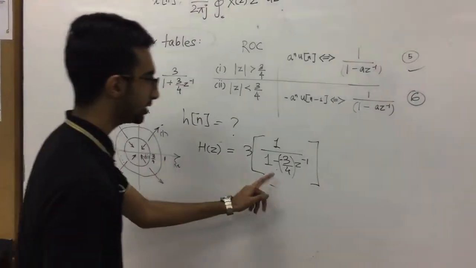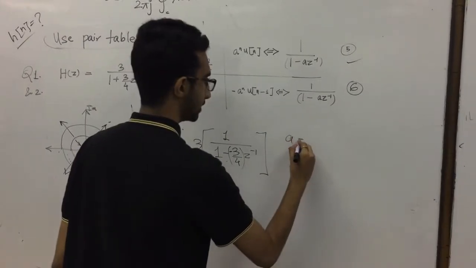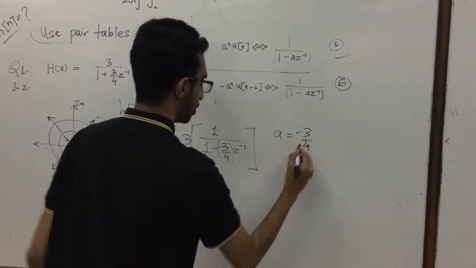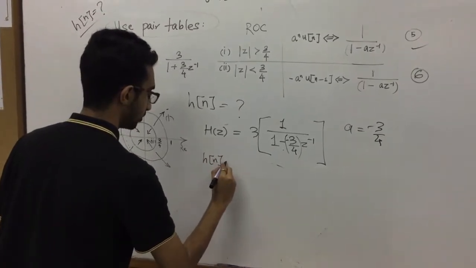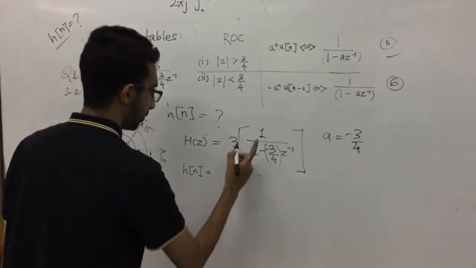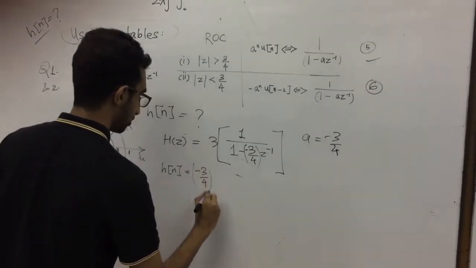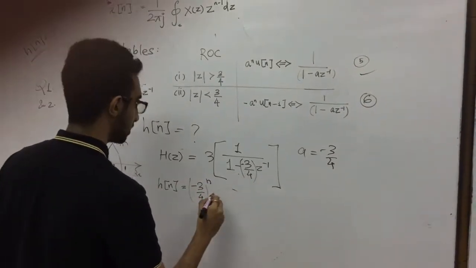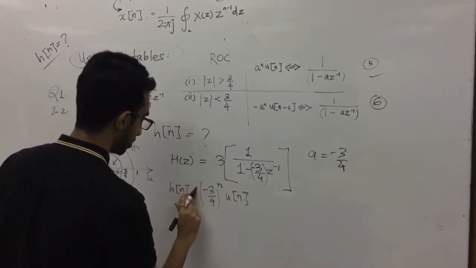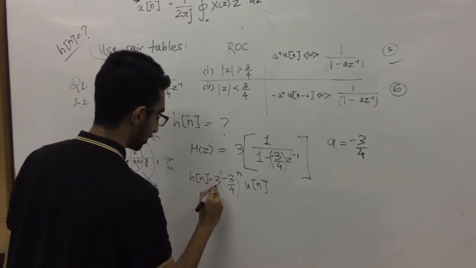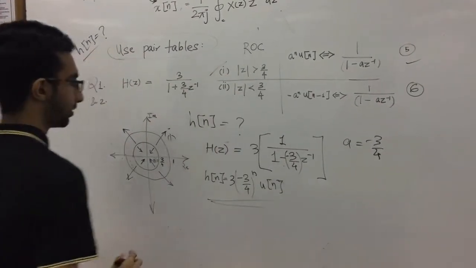So when we look at this, we can see that it is of this form now, where a is equal to minus 3 over 4. So we can simply write h of n is equal to a to the power of n, so a is minus 3 over 4 to the power of n times u of n. And then of course we have the 3 outside here. So we're just going to put the 3 over here. So this is our h of n for case 1, which is done.